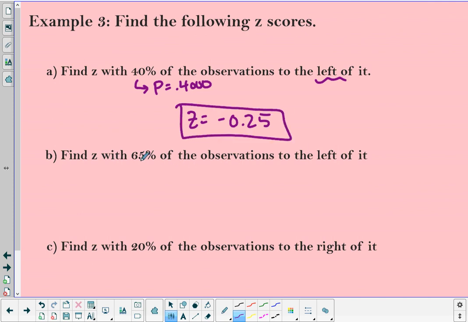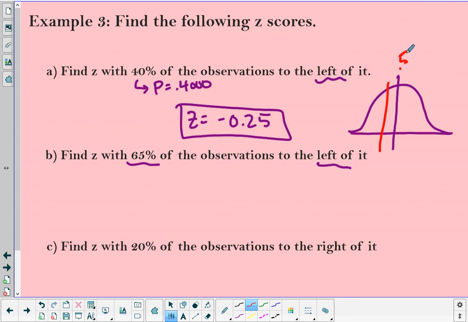In the next one, find the z with 65% of the observations to the left of it. When they say to the left of it, what they mean is if you're looking at this normal distribution curve, there's your mean. If you want 40%, that means you're right about here, because remember, the mean is always that 0.5 mark. To the left of 0.4 is under the curve, and that's what the z-scores are always measuring, underneath the curve. So if I want 0.6500, I'm looking at above here somewhere. To the left is down again.